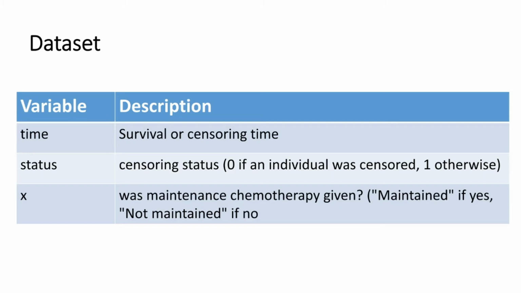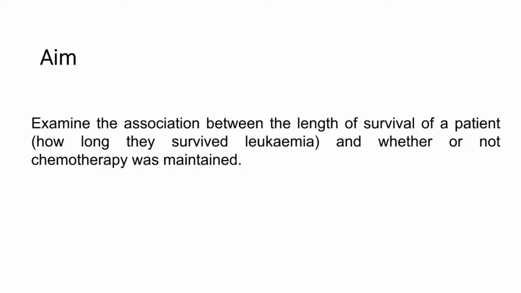We have here three variables. The first variable is time, which could be survival time or censoring time. The second is a status variable showing censoring status, 0 if an individual was censored and 1 otherwise. X is the third variable, which is a categorical one, and it could be yes if a patient was given maintenance chemotherapy. In this example, we are going to examine the association between the length of survival of a patient and whether or not chemo was maintained.